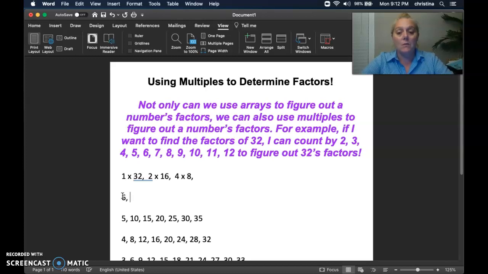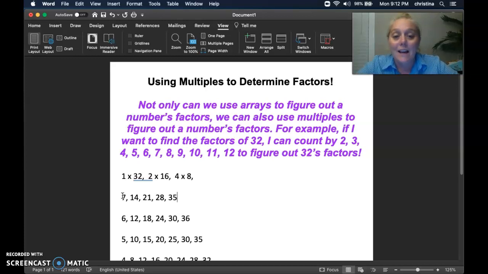Now let's do our multiples of 6: 6, 12, 18, 24, 30, and 36. That tells us 32 is not a multiple of 6. Therefore, 32 does not have a factor of the number 6. Let's do the multiples of 7: 7, 14, 21, 28, and 35. As you can see, 32 is not a multiple of 7, so 32 doesn't have a factor of 7.